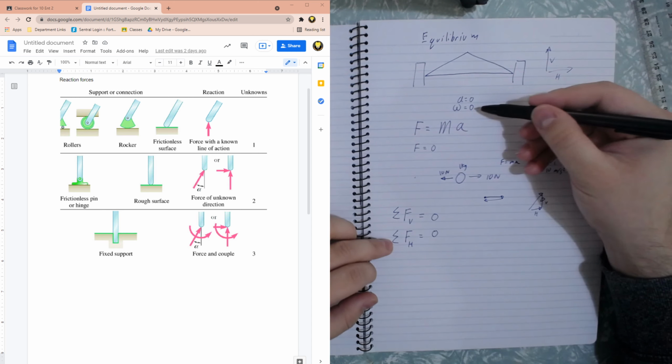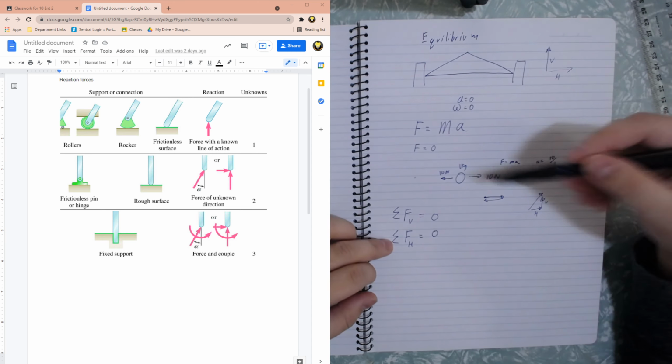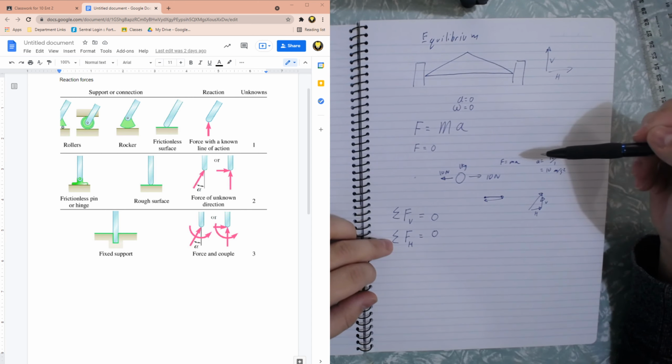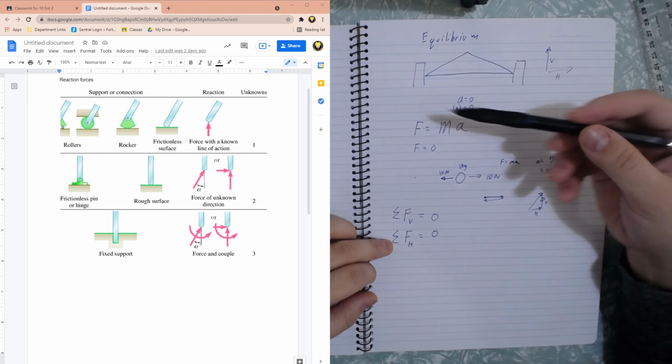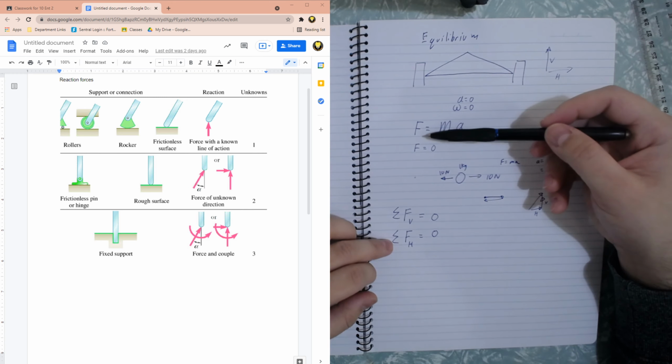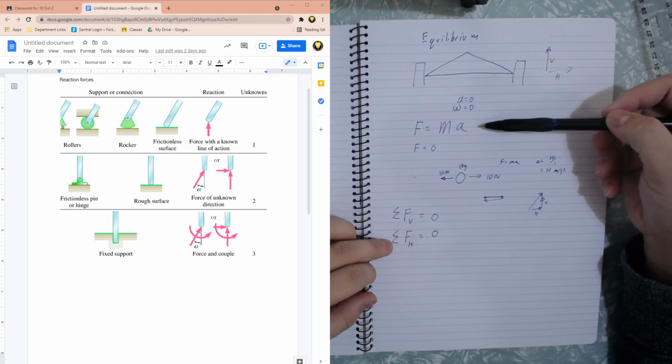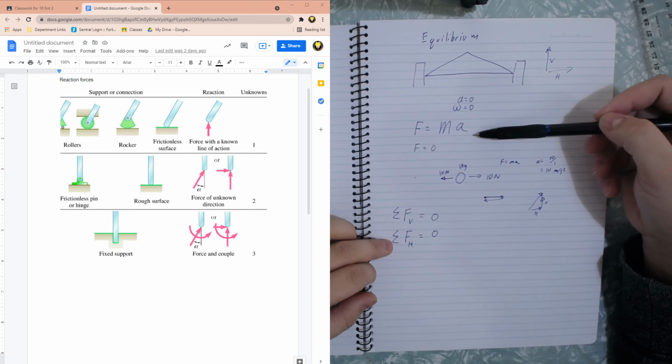Now we have to deal with this rotation thing. Well, we want rotational acceleration to equal 0. The equivalent in rotation of force equals mass times acceleration, which is what we use for translation, as in for moving.